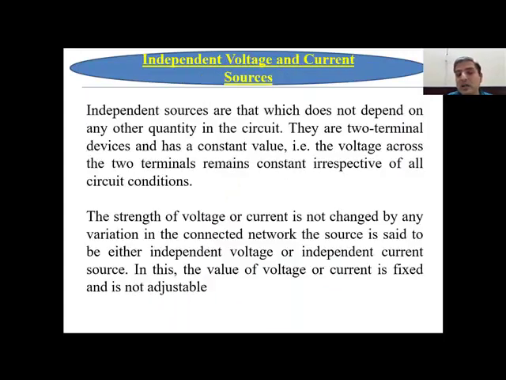So independent sources are the sources that are not dependent on any other quantity in the circuit. These are two terminal devices that provide a constant value, meaning a voltage source will provide a constant voltage and a current source will provide a constant current value irrespective of the circuit conditions. The value of the current and voltage provided by the sources is not changed by any variation in the connected network. So these are the independent voltage and current sources. That's why they are called independent voltage or independent current sources. In this case, the value of the voltage and current is always fixed. It is not adjustable.